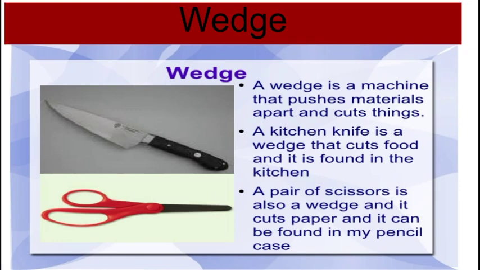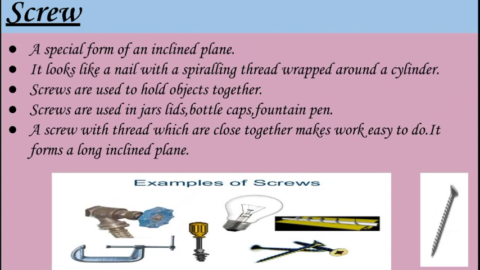A wedge is a machine that pushes materials apart and cuts things. A kitchen knife is a wedge that cuts food and is found in the kitchen. A pair of scissors is also a wedge that cuts paper and can be found in the pencil case. Now we learn about the screw.